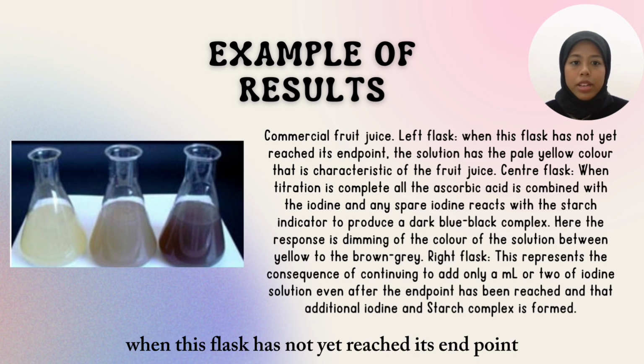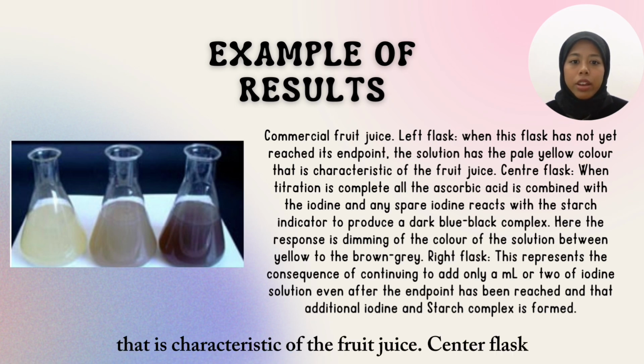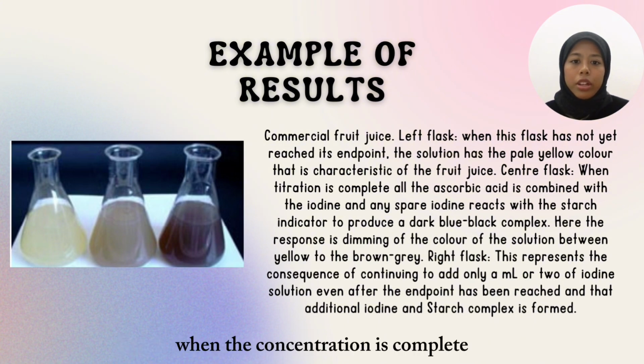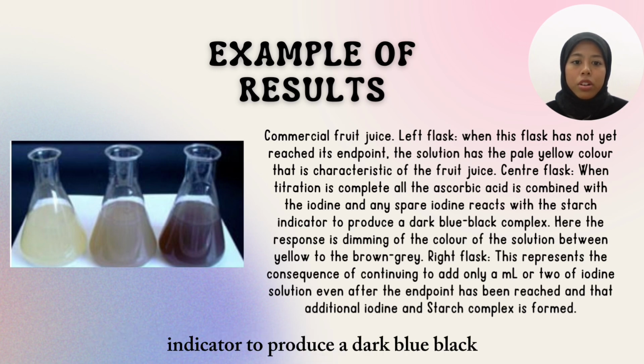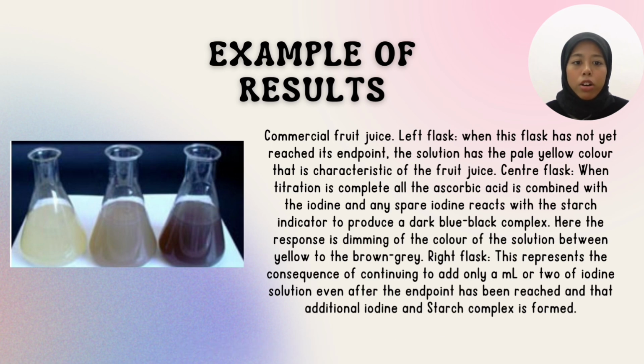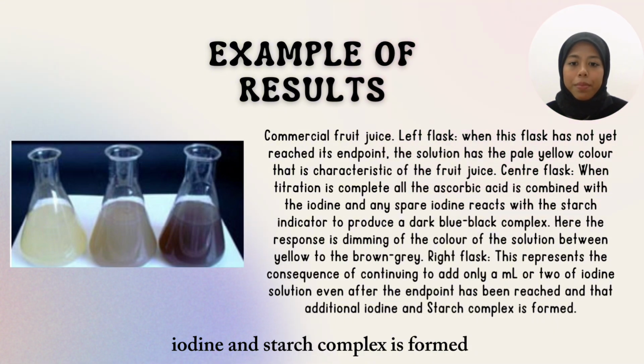Then, commercial fruit juice. Left flask. When this flask has not yet reached its endpoint, the solution has the pale yellow color that is characteristic of the fruit juice. Center flask. When titration is complete, all the ascorbic acid is combined with the iodine and any spare iodine reacts with the starch indicator to produce a dark blue-black complex. Here, the response is a dimming of the color of the solution from yellow to brown gray. Right flask. This represents the consequence of continuing to add a milliliter or 2 of iodine solution even after the endpoint has been reached, so additional iodine and starch complex is formed.